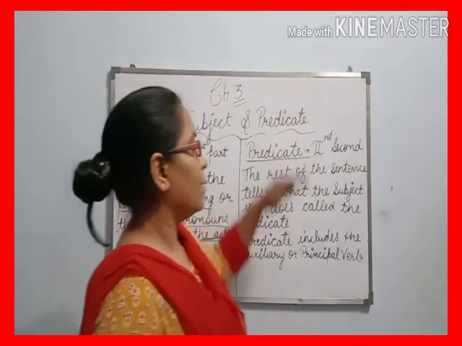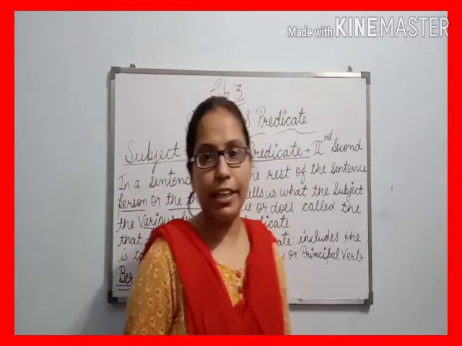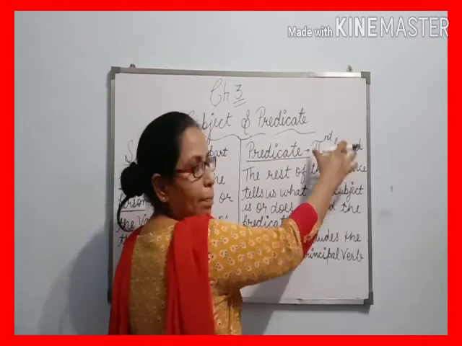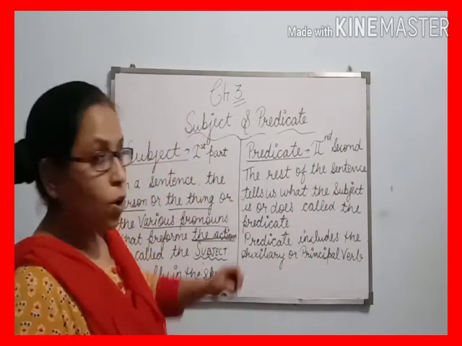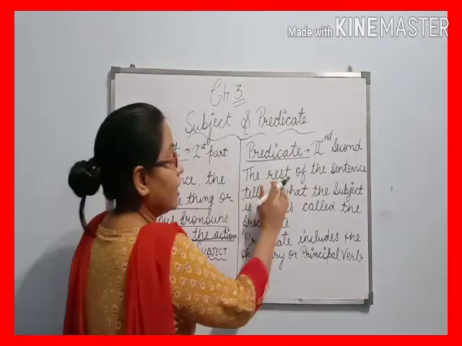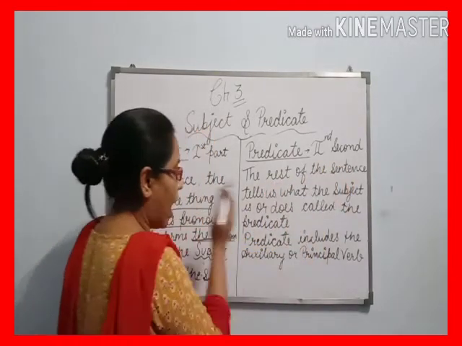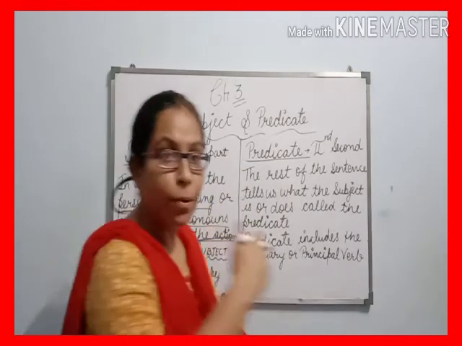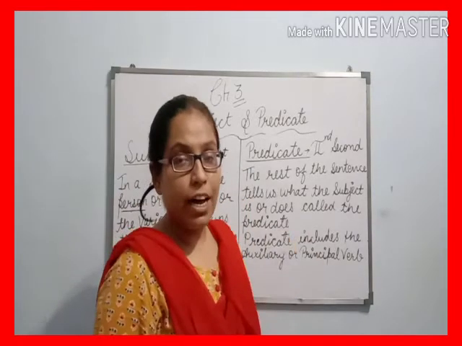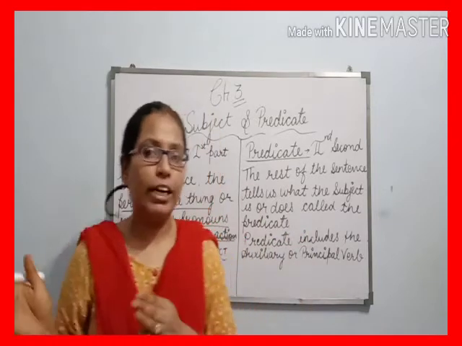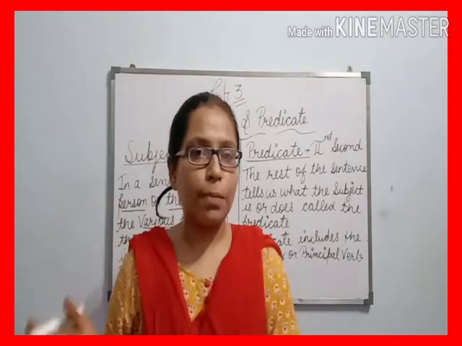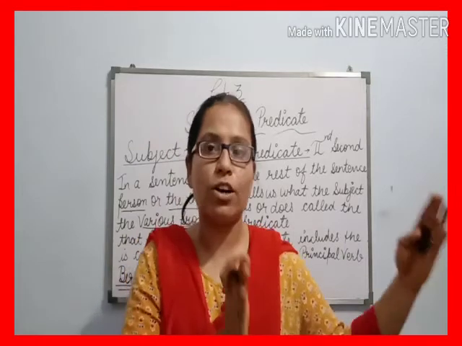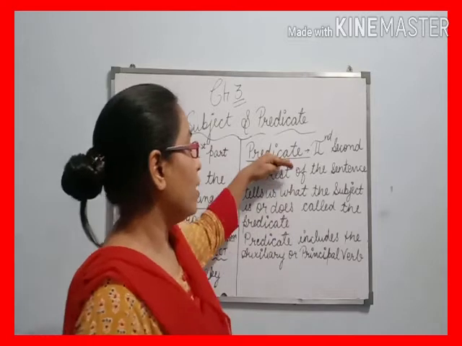Now come to the second part. What is the second part of the sentence? The second part of the sentence is the predicate. Predicate is the second part of any sentence. So what is it? The rest of the sentence. It means after the subject, the remaining portion of any sentence. Beta, whenever we find the subject in a sentence, after finding the subject, the remaining part of the sentence is called the predicate.